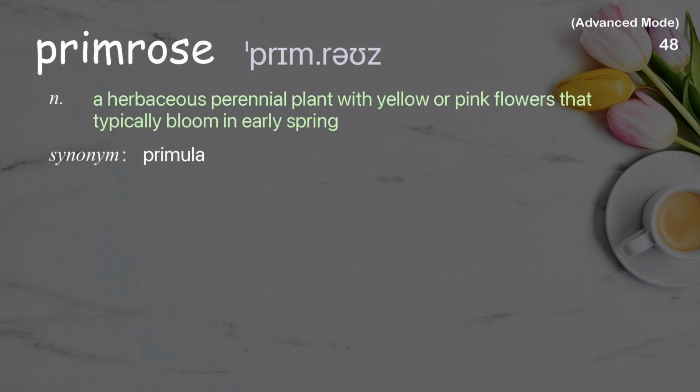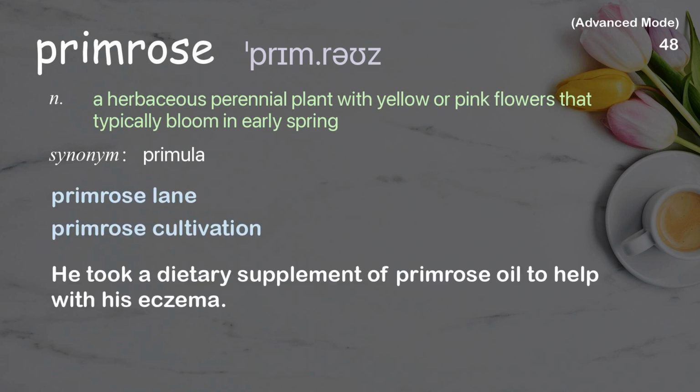Primrose. A herbaceous perennial plant with yellow or pink flowers that typically bloom in early spring. Examples: primrose lane, primrose cultivation. He took a dietary supplement of primrose oil to help with his eczema.